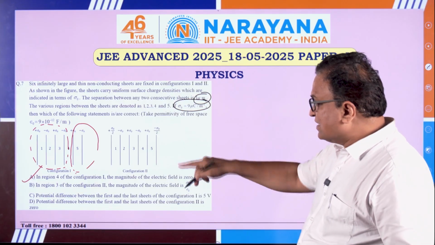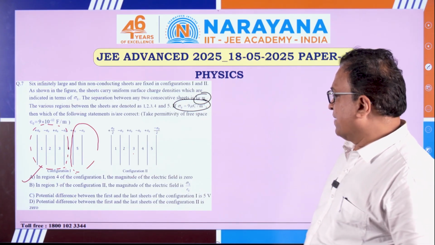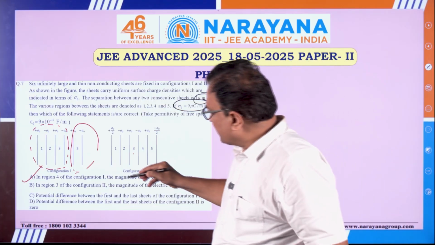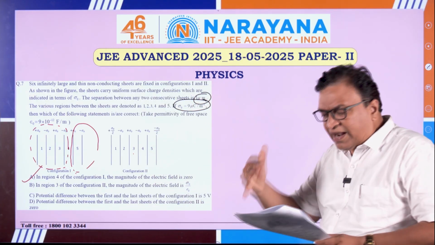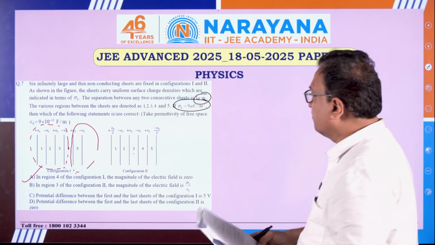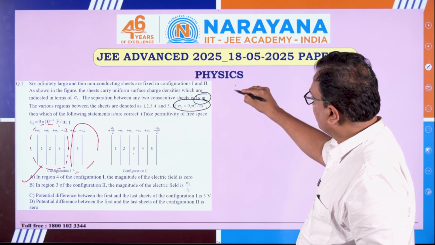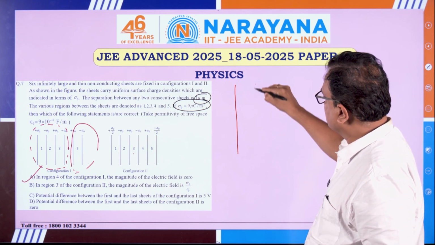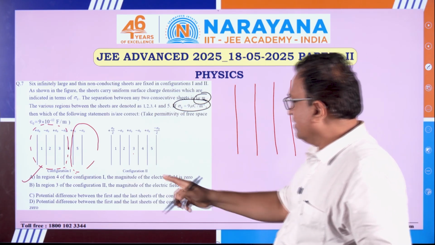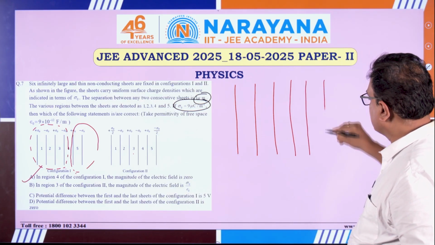Next, in region 3 of configuration 2, region 3 means here at this point, the magnitude of the electric field is, hold on, no issues. I will rewrite configuration 2 properly because I am not convinced by this one. So I will write the configuration again. This is the first plate. This is the second plate. This is the third plate. This is the fourth plate. One minute. 1, 2, 3, 4, 5, 6. 6 plates I need to draw. Fifth plate, sixth plate. Yes.